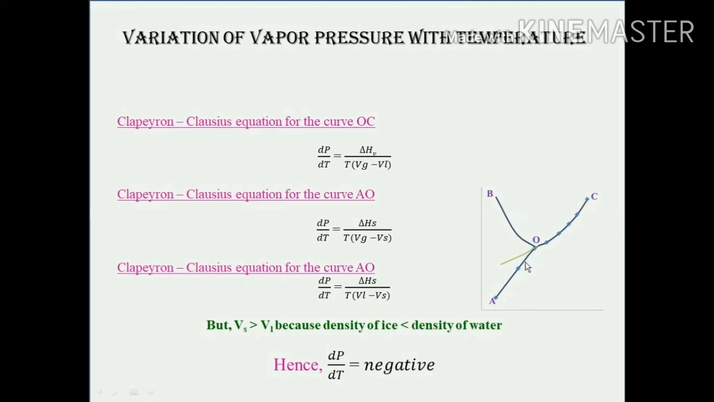But the story is quite different in terms of curve OB. Why? Because with the decrease in temperature, we see the vapor pressure is increasing. So let's try to understand this story with the Clapeyron-Clausius equation over here. It says that the change in pressure with respect to the change in temperature is equal to delta HS divided by the temperature times the volume of the liquid phase minus the volume of the solid phase.